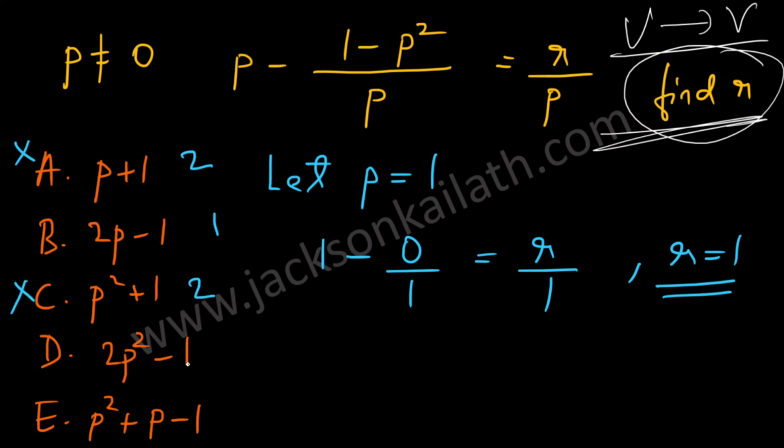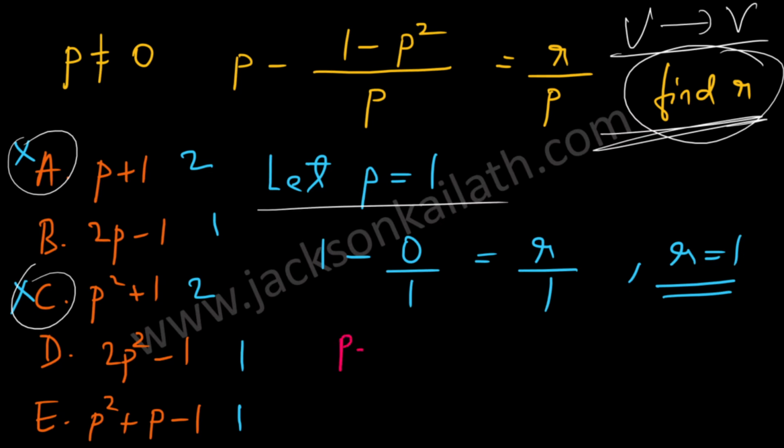And over here, we get 2 minus 1, that's 1. And p square plus p minus 1, that's 1 plus 1 minus 1, which is again 1. So we are not able to eliminate B, D and E. We can only eliminate A and C when we put the value of p as 1. So what do we do? We assume another value of p. Let's take p as 2.